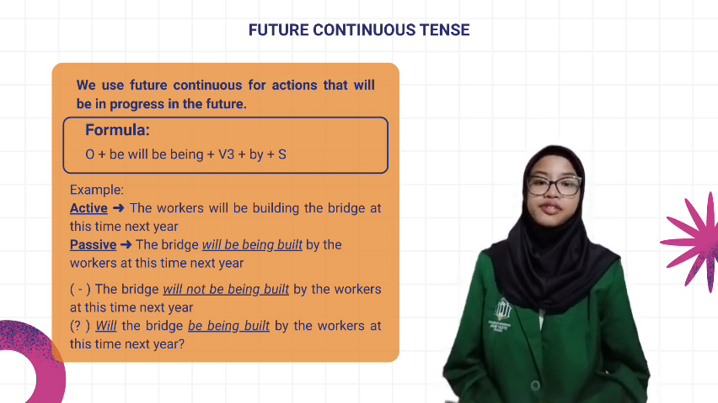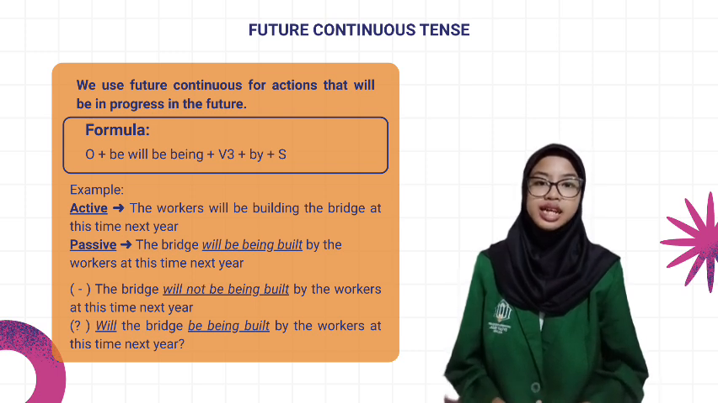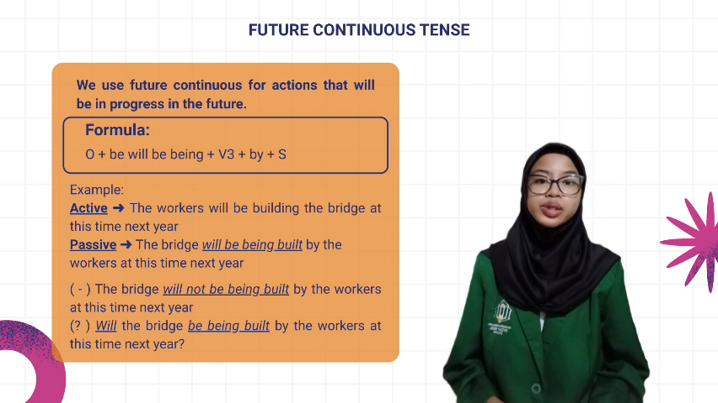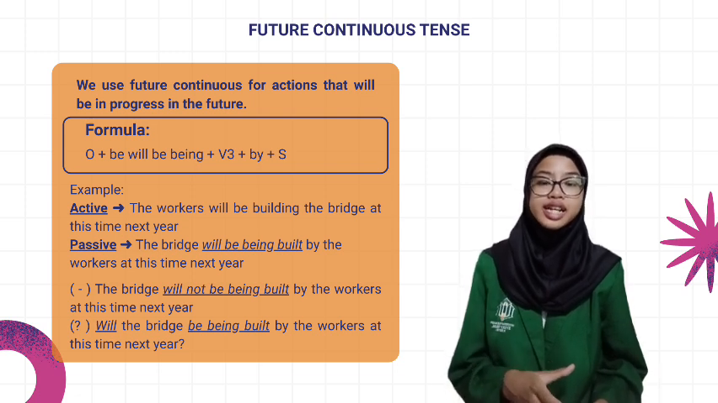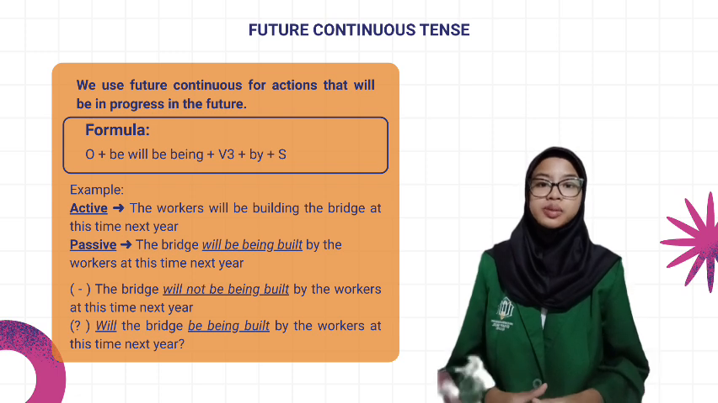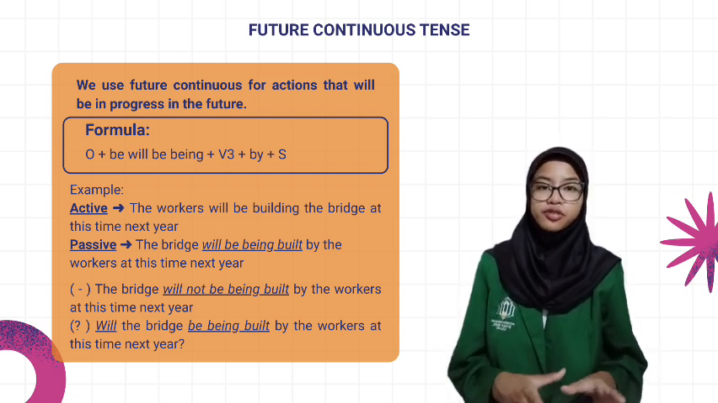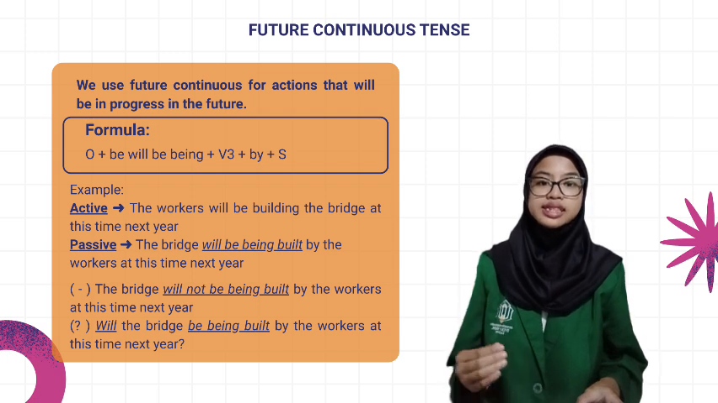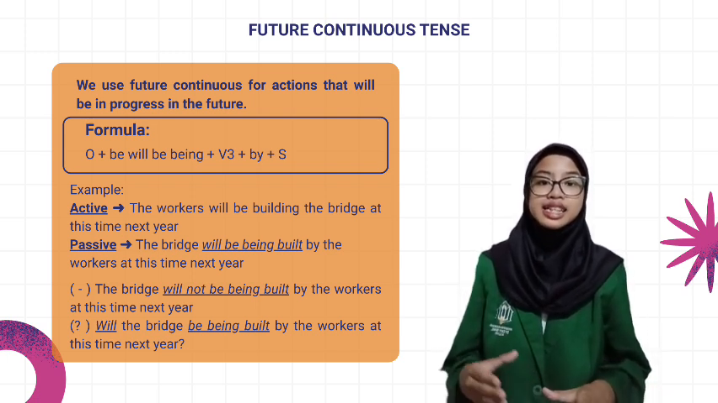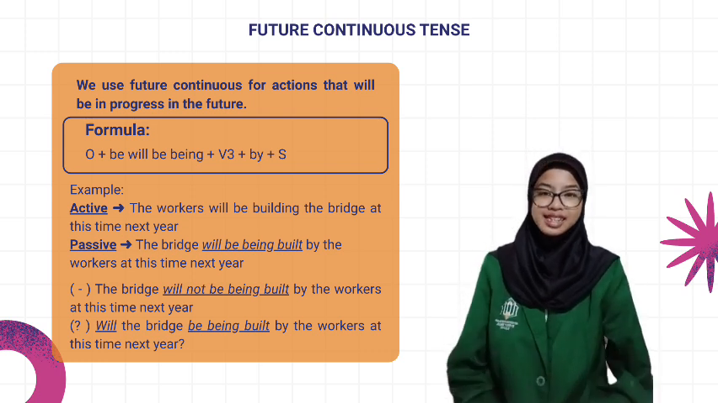Example, aktifnya: the workers will be building the bridge at this time next year. Passive: the bridge will be being built by the workers at this time next year. This form is grammatically correct, but it is rarely used in daily conversation because it sounds long. Jadi bentuk ini benar secara tata bahasa tapi jarang digunakan dalam percakapan sehari-hari.